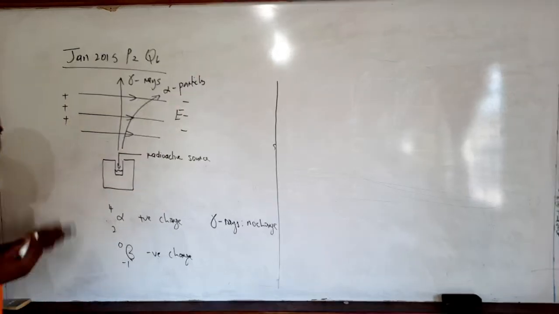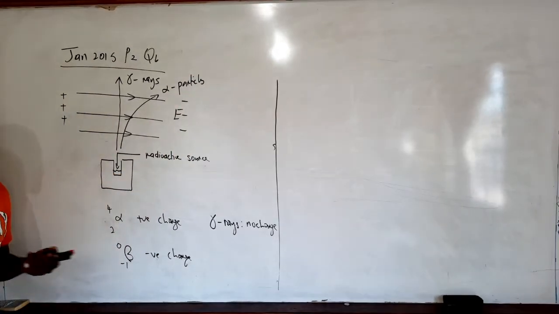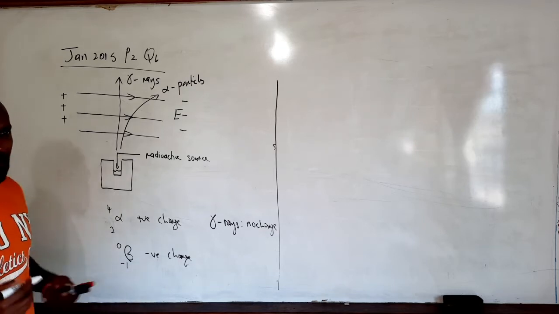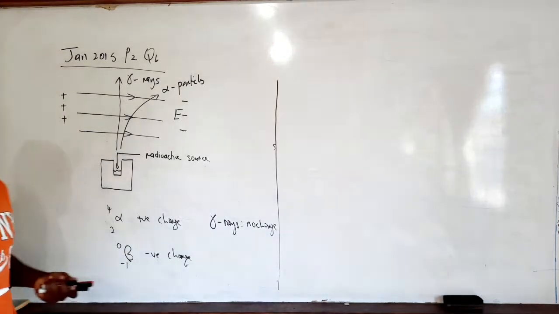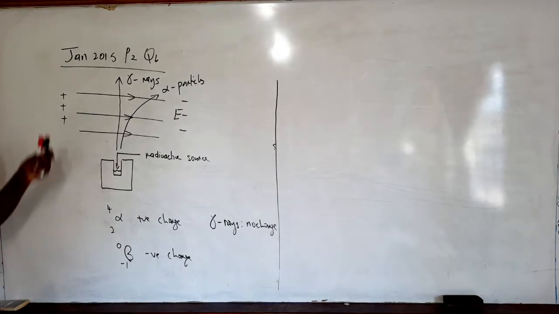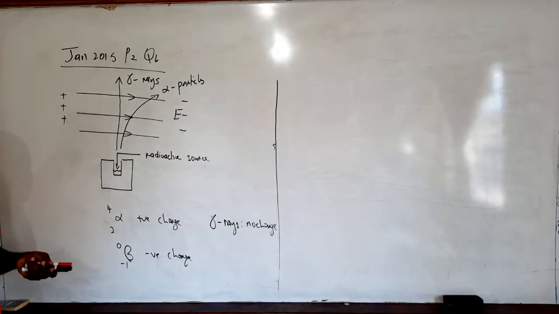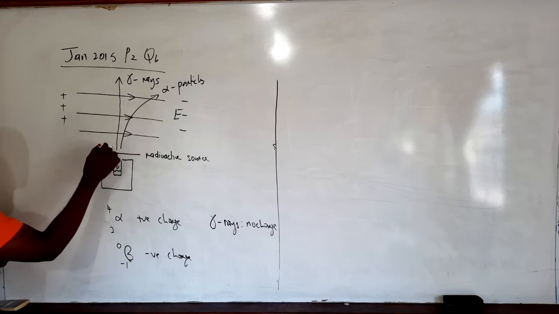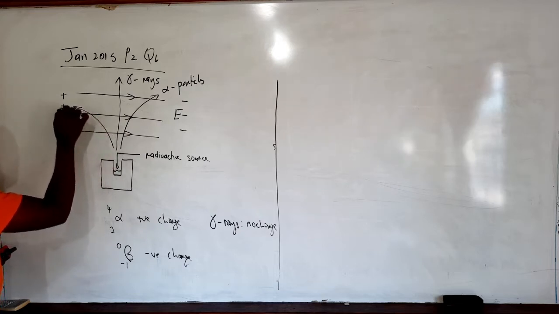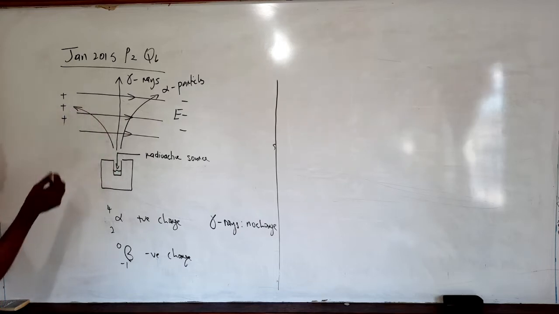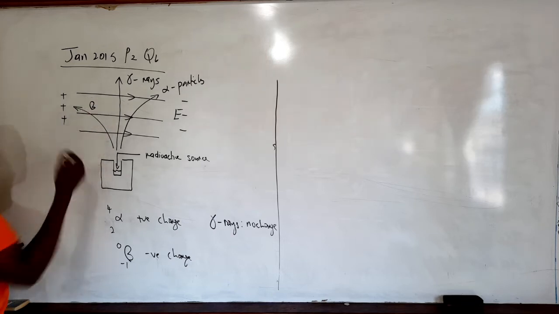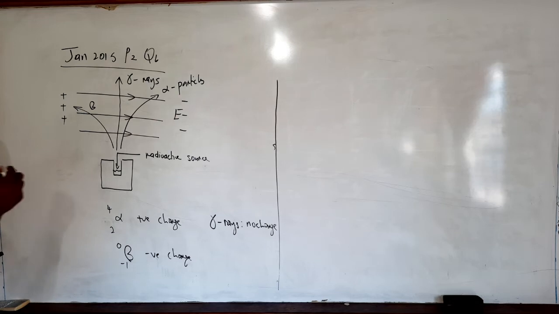Now, electrons are negatively charged, and therefore they will deflect in the opposite direction. Because the electrons are much lighter than the alpha particles, the effect of the force of this electric field on them will be much greater, and therefore they will experience a much sharper deflection in the opposite direction. So we can see that the electrons, or the beta particles, will be experiencing a sharper deflection.